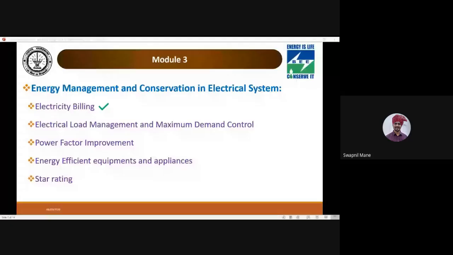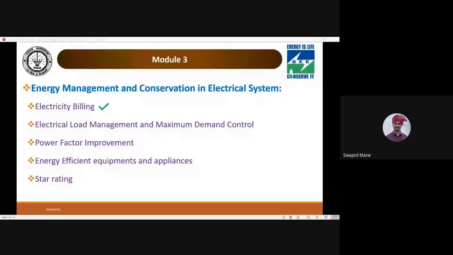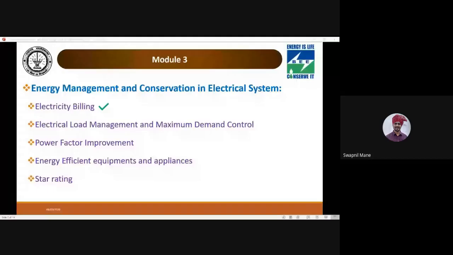Time of day tariff, anybody recall? Time of day tariff, maximum demand, contract demand. Yes, you remember? Wheeling charges, transmission and distribution charges, service tax, service charges, power factor incentives. Yes or no? So all these things we have discussed. You can refer to previous lectures to understand what is electricity billing.